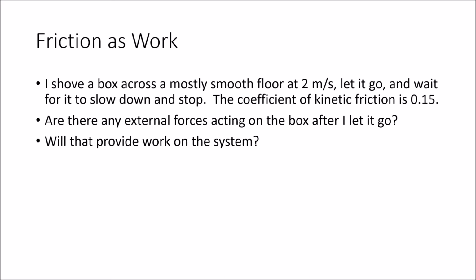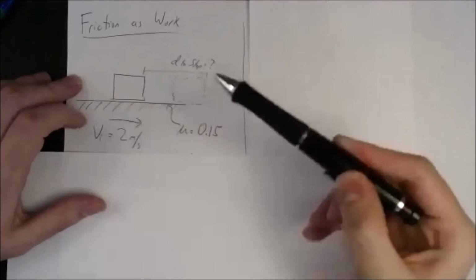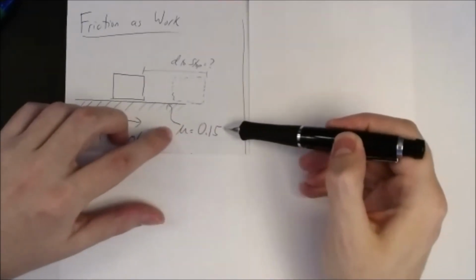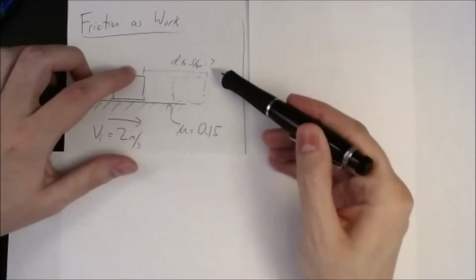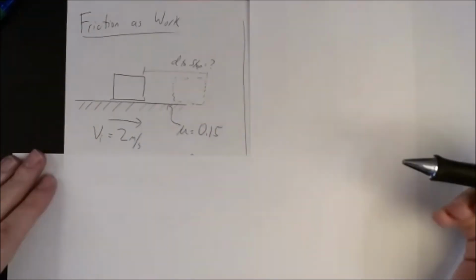Question: are there any external forces acting on the box after I let it go? Are there any other forces acting on it, using the terminology? Yes, there is the work due to friction on this. Will that provide work on the system? Yes. I've got the block. I've got the friction, 0.15. I'm looking for the distance that it'll take to stop. Got the initial velocity of 2 meters per second.